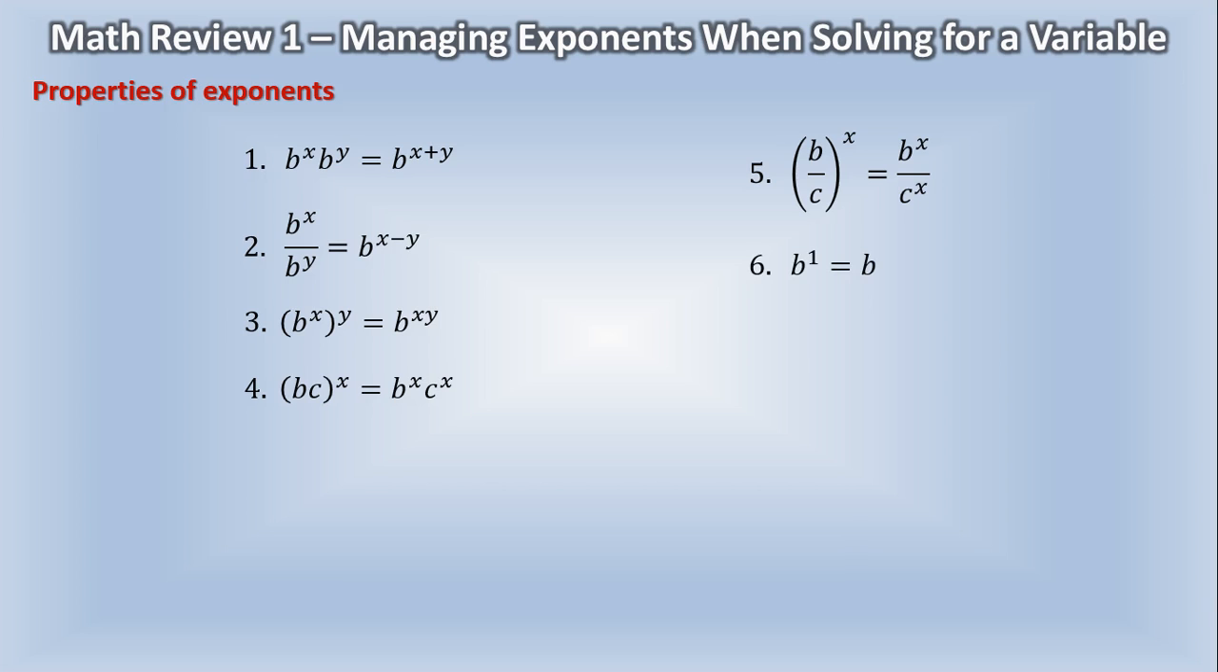Any number raised to the power 1 is equal to the same number. Any number raised to the power of 0 is equal to 1. Any number raised to some negative exponent is equivalent to 1 over that number raised to the positive exponent.